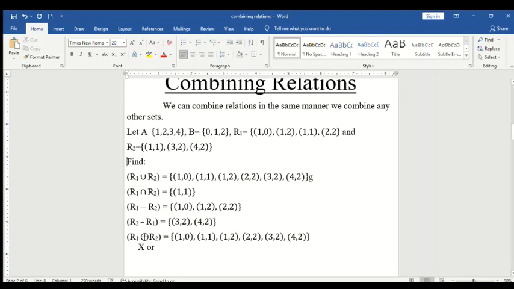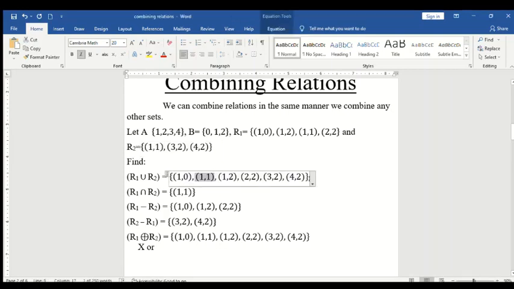We have here the two relations, R1 and R2. The union of R1 and R2 is just combining the sets of R1 and R2. So, first, we will have (1, 0) as the first element. The next element is (1, 2), but on R2, we have (1, 1). So we put first (1, 1).